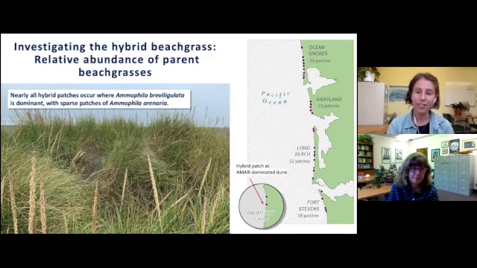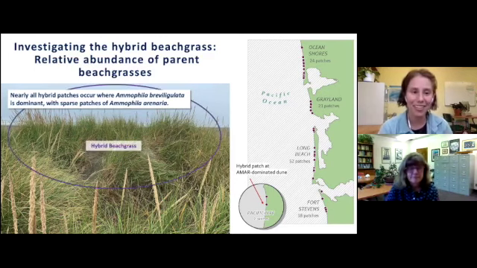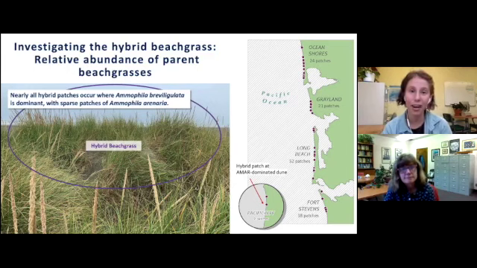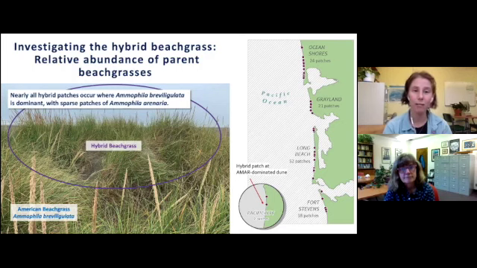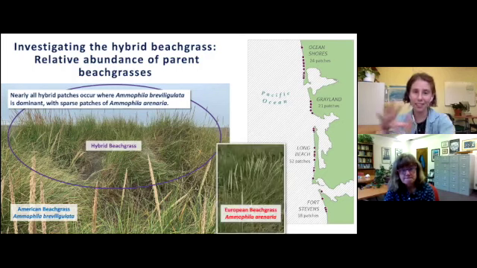So a lot of what we see in the field looks like this picture, although it's hard to pick out. There's this hybrid patch in the background, and it's surrounded by this whole sea or this dune of Ammophila breviligulata. And then off to the side, we find this patch of Ammophila arenaria. And so there's these strong patterns of species co-occurrence as well.